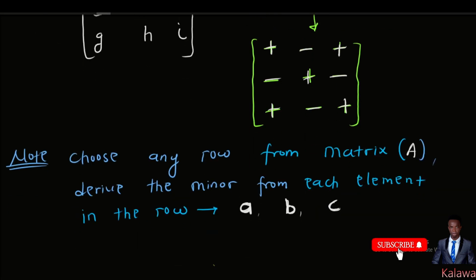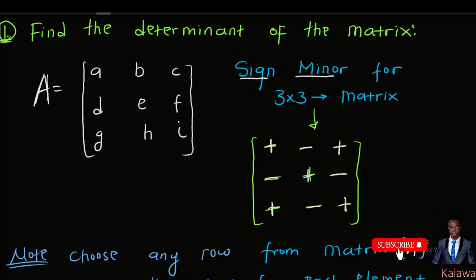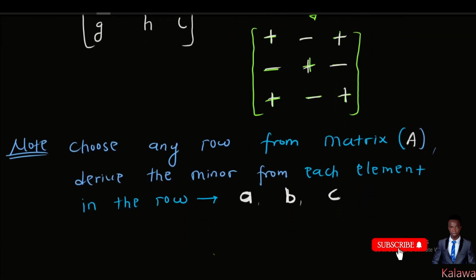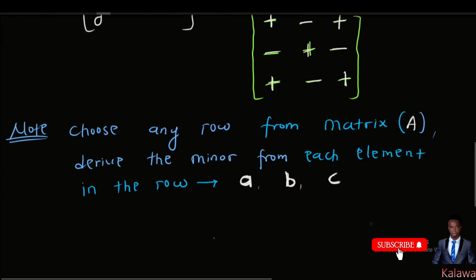Note, in finding the determinant of a 3x3 matrix, you choose any row of matrix A and derive the minor from each element in that row. For example, from the elements A, B, C, you are going to choose any row. In each row there are 3 elements. You will use those elements in determining the minors, in arriving at the determinant of a 3x3 matrix.